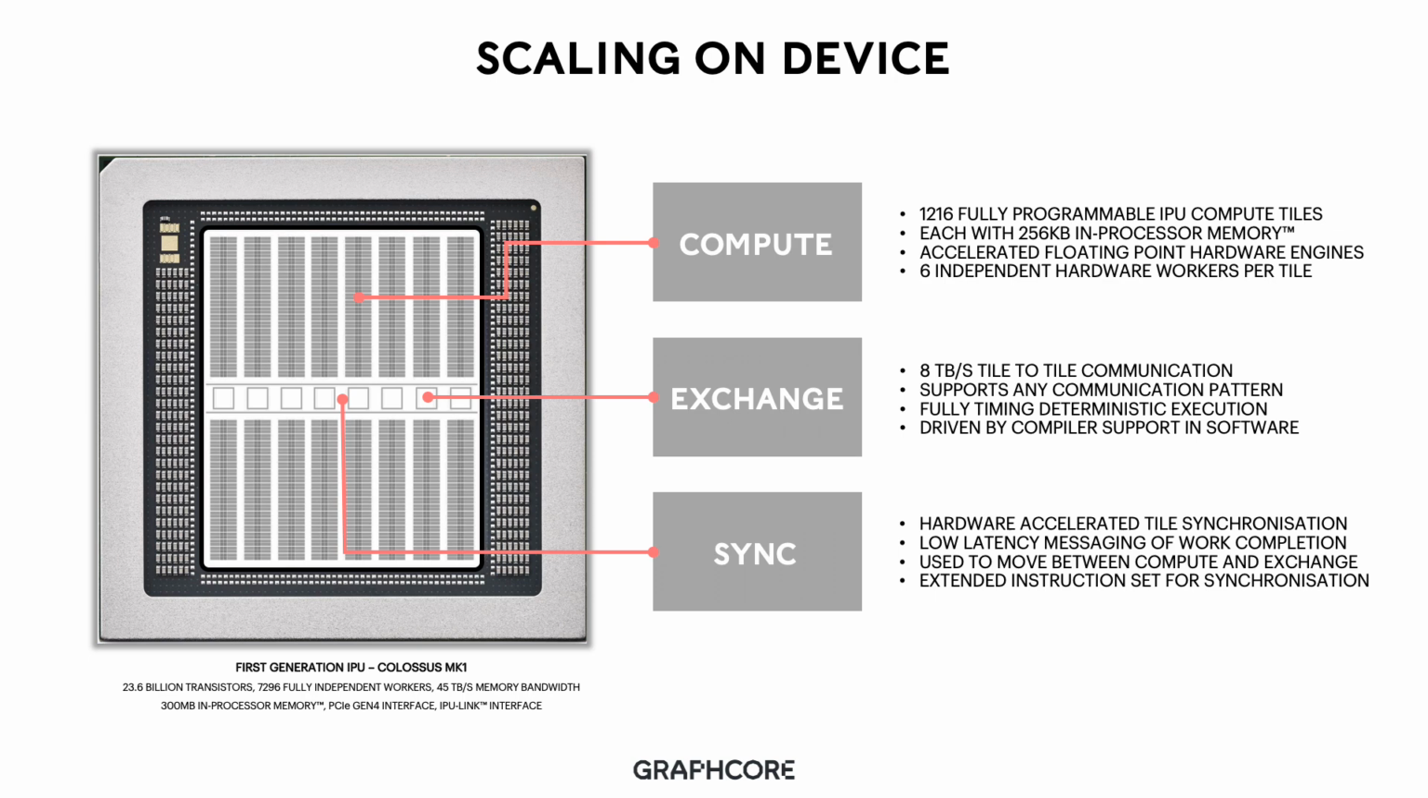In order to facilitate the compute and exchange phases of an application, we also have highly optimized hardware-accelerated tile synchronization logic. This allows the low latency messaging of work completion. It is used to move between compute and exchange phases in software. As with the exchange, this is also targeted by our software compiler, and we have a highly optimized and extended instruction set for synchronization on IPU. These three constructs perform the core capability to allow machine intelligence applications to scale on device.